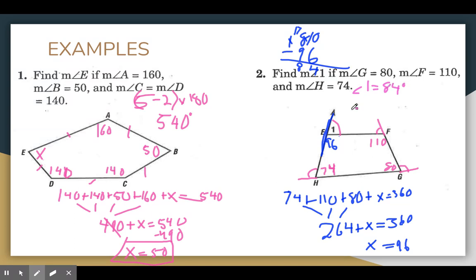All right, so again, you have to find certain pieces of information before you can find what you're actually looking for. It's like a puzzle. You got to put all your pieces together.